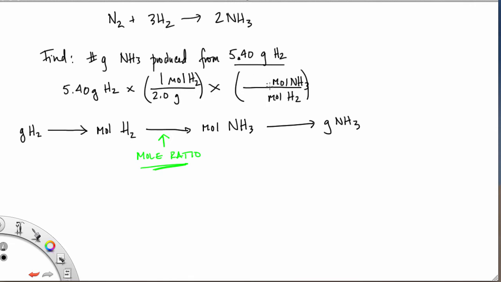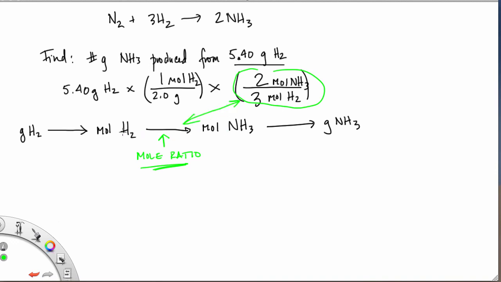Where do I get the numbers in the mole ratio? From the coefficients in the balanced chemical equation. We always need the balanced chemical equation. We can't do stoichiometry without it. So I have 2 moles of ammonia for 3 moles of hydrogen. That is my mole ratio. So we'll just circle it. There's the mole ratio.